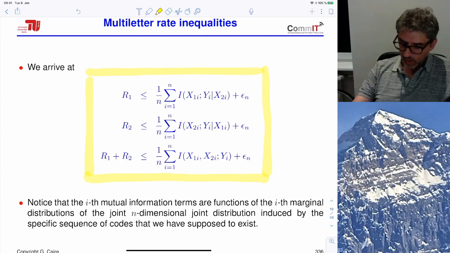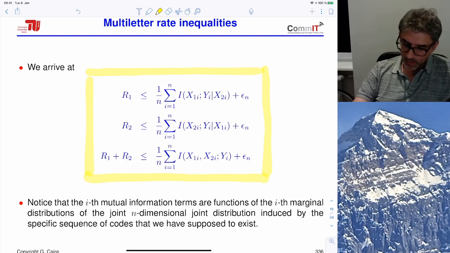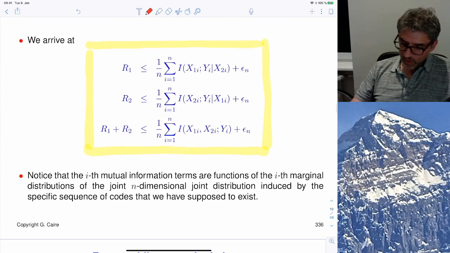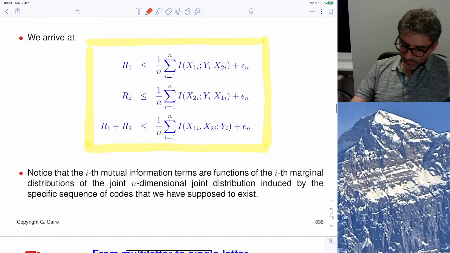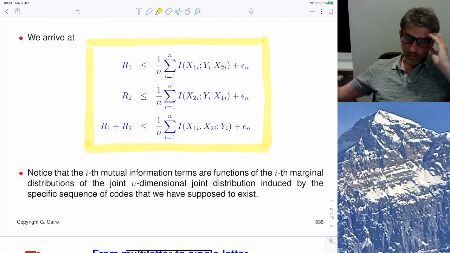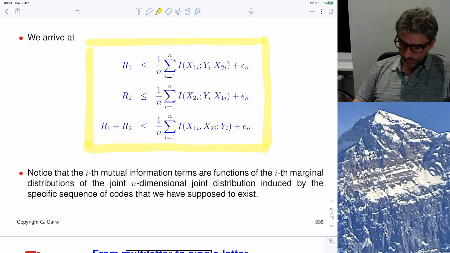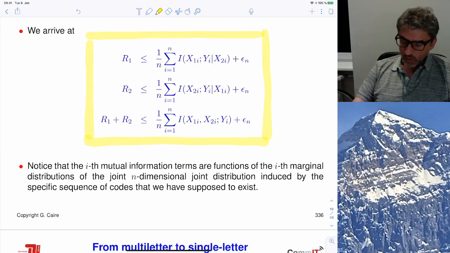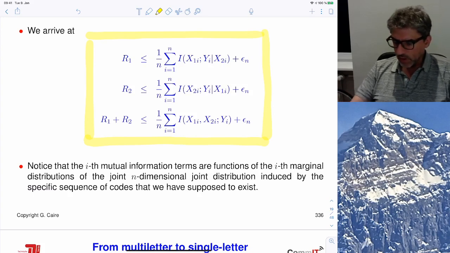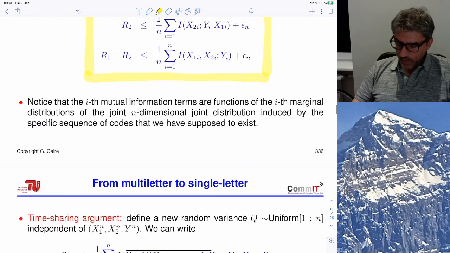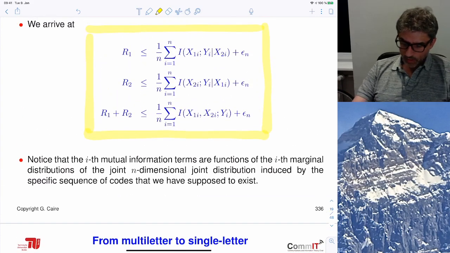Simply, now they are broken into a sum of single-letter expressions, but you see the i here. So these mutual informations are with respect to the ith marginals of X1, X2, and Y induced by the big multi-letter distribution. So we cannot say that these do not depend on i. It depends on the code, and we cannot make any assumption on the code because it's given to us.